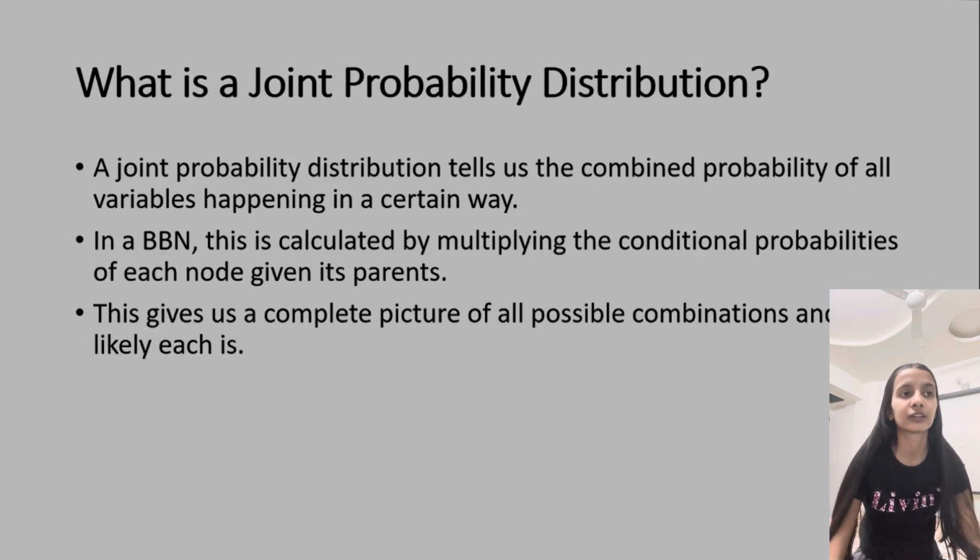Now let us understand joint probability distribution. A joint probability distribution tells us the combined probability of all variables happening in a certain way. It simply joins the probabilities. In a BN, this is calculated by multiplying the conditional probability of each node given its parents. This gives us a complete picture of all possible combinations and how likely each is.